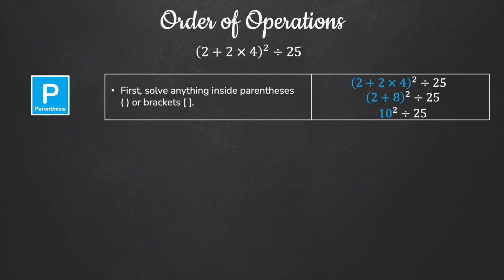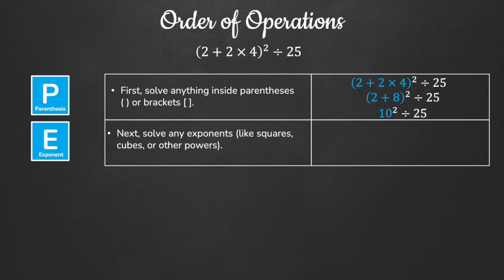Now our new expression is 10 squared divided by 25. Next, we're going to focus on our exponents. So we only have 10 to the power of 2, or we could read that as 10 squared. And 10 squared means 10 times 10. So 10 squared is equal to 100. So now our new expression is 100 divided by 25.